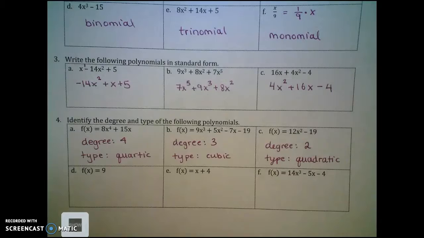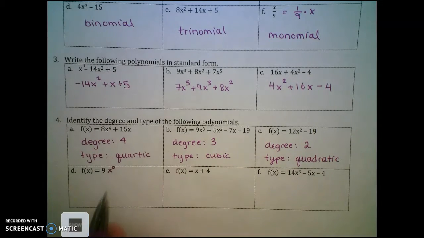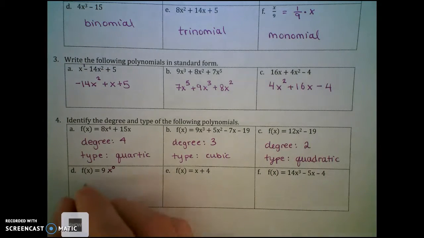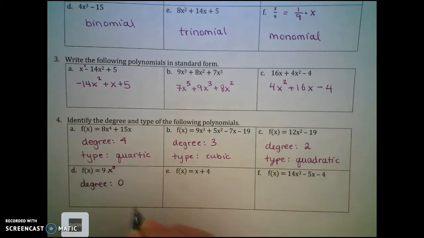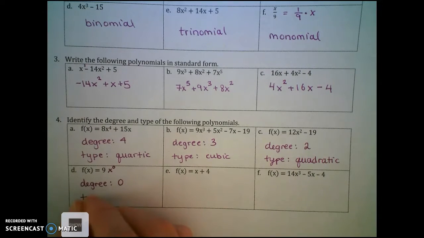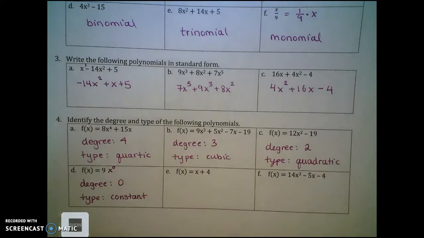For d, all I have is this 9. That means that I technically have an x to the power of 0. Anything to the power of 0 is 1. And 1 times 9 is just 9. So if I have a 0 exponent, my degree is 0, and my type is constant. Because no matter what, I will always be at 9.